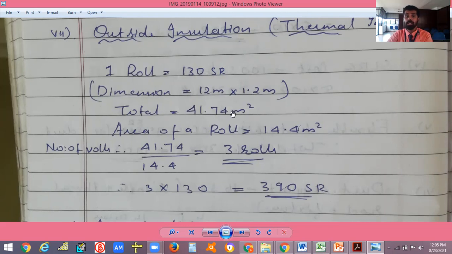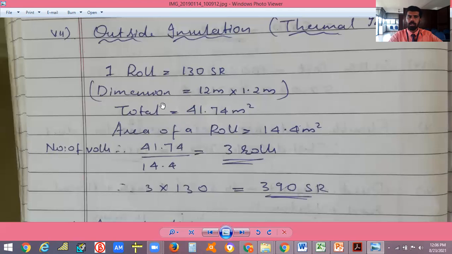So how many rolls will be needed? 41.74 divided by this area, 14.4. So you need 3 rolls. So you need 3 rolls of thermal insulation. So one roll cost is 130 Saudi Riyal. So 3 rolls it is 3 into 130. That is 390 Saudi Riyal.